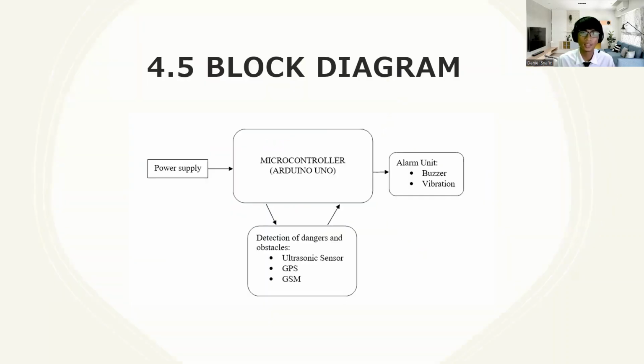So and lastly is the block diagram. The block diagram shows the flow of how the Arduino impacts the other component parts. So first is the power supply. I have used two lithium batteries. And then the data from the code was sent to the Arduino. The system will detect the obstruction using an ultrasonic sensor. If it detects an obstruction, it will activate the buzzer and vibrate the stick.